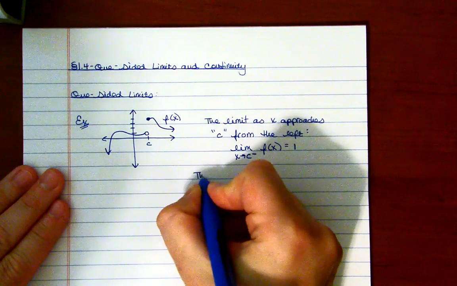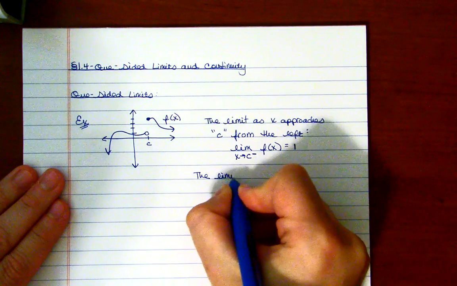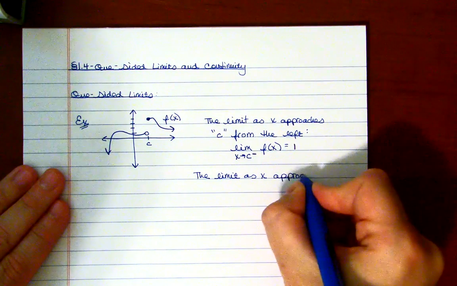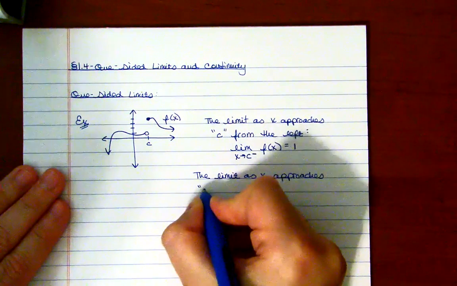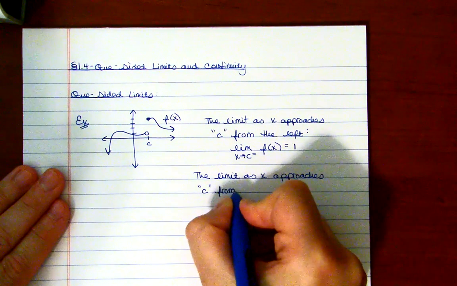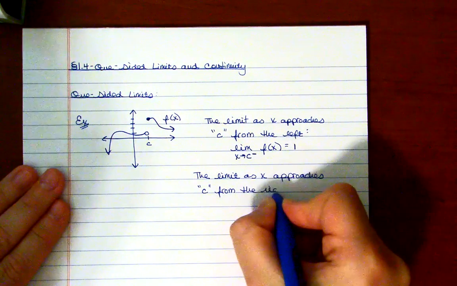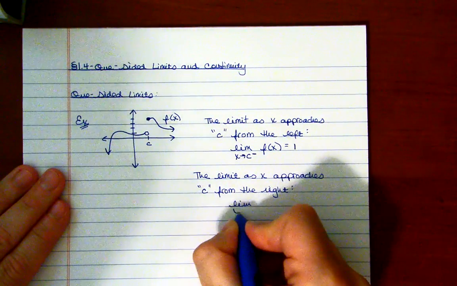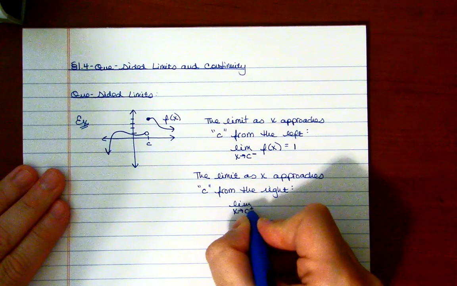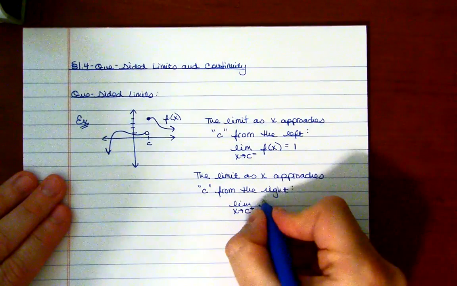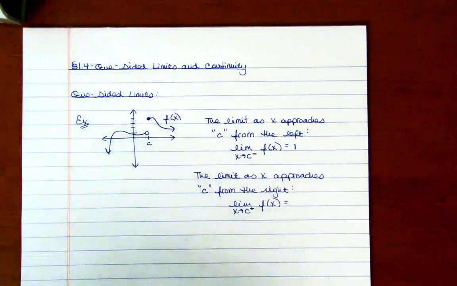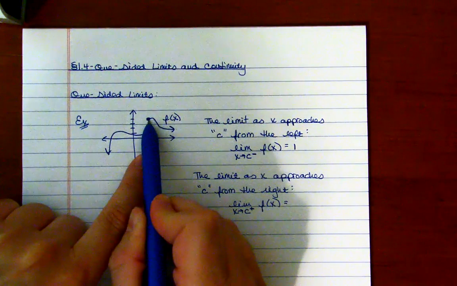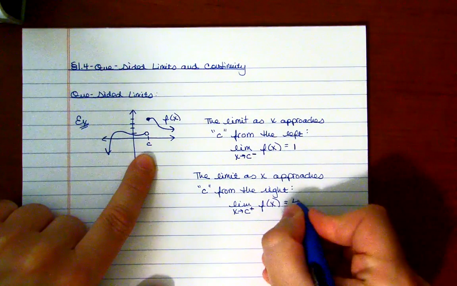Similarly, we can talk about the limit as x approaches c from the right. My notation is going to be the limit as x approaches c from the right. I'm going to show the right with a little superscript plus over there, of f of x. And now if I take a look at my function as I'm approaching c from the right side, it looks like my y values are getting close to a y value of 4.